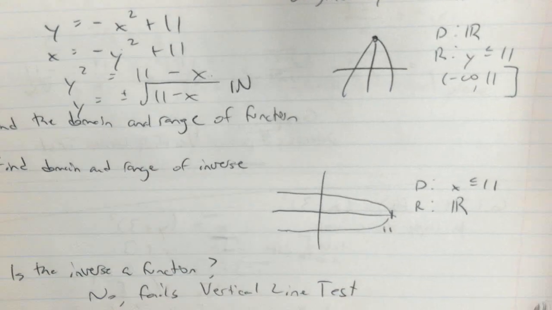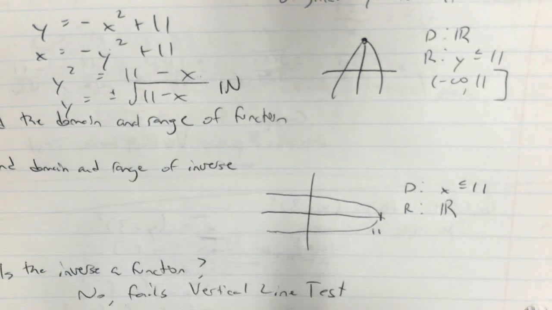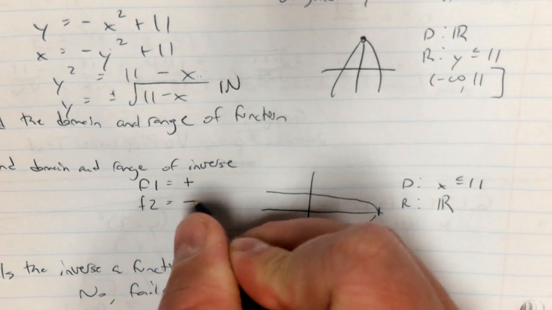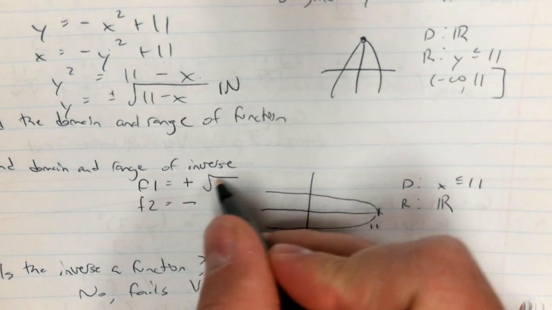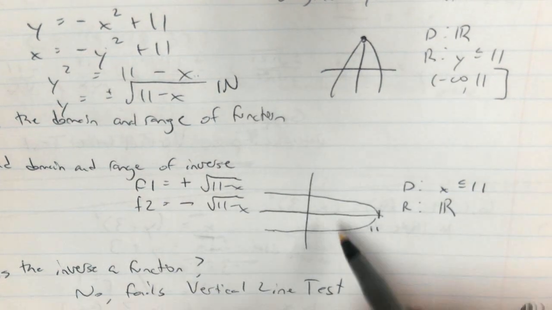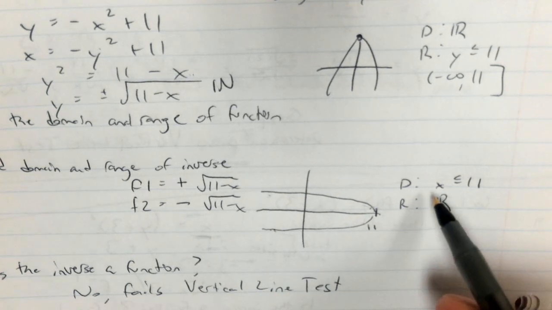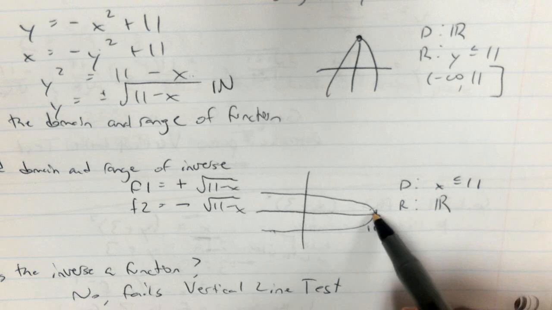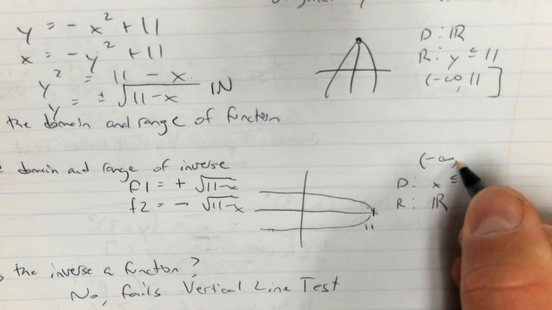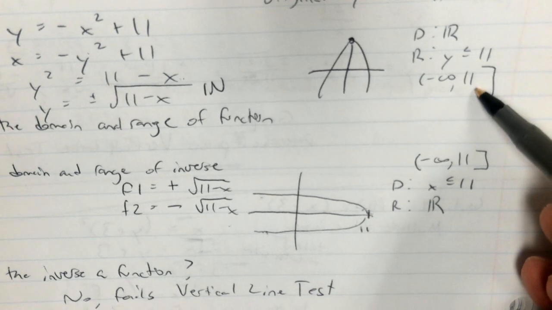Now you want to find the domain and range of the inverse, and so if you graph this one, remember you're going to have to say f1 is your positive and f2 is your negative, the square root of 11 minus x. So that means you're going to have above and below. So this domain would be x less than or equal to 11. So basically negative infinity, comma 11 bracket, just like we had for the range of this one.